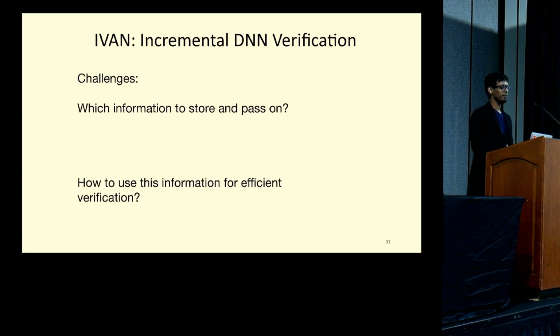Now, moving on to Ivan. So the incremental DNN verification faces these two main challenges. One, we need to figure out which information to store and pass on when we perform this incremental verification. And two, we need to know how can we reuse this stored information efficiently for verification of the updated network. We'll discuss the first challenge.